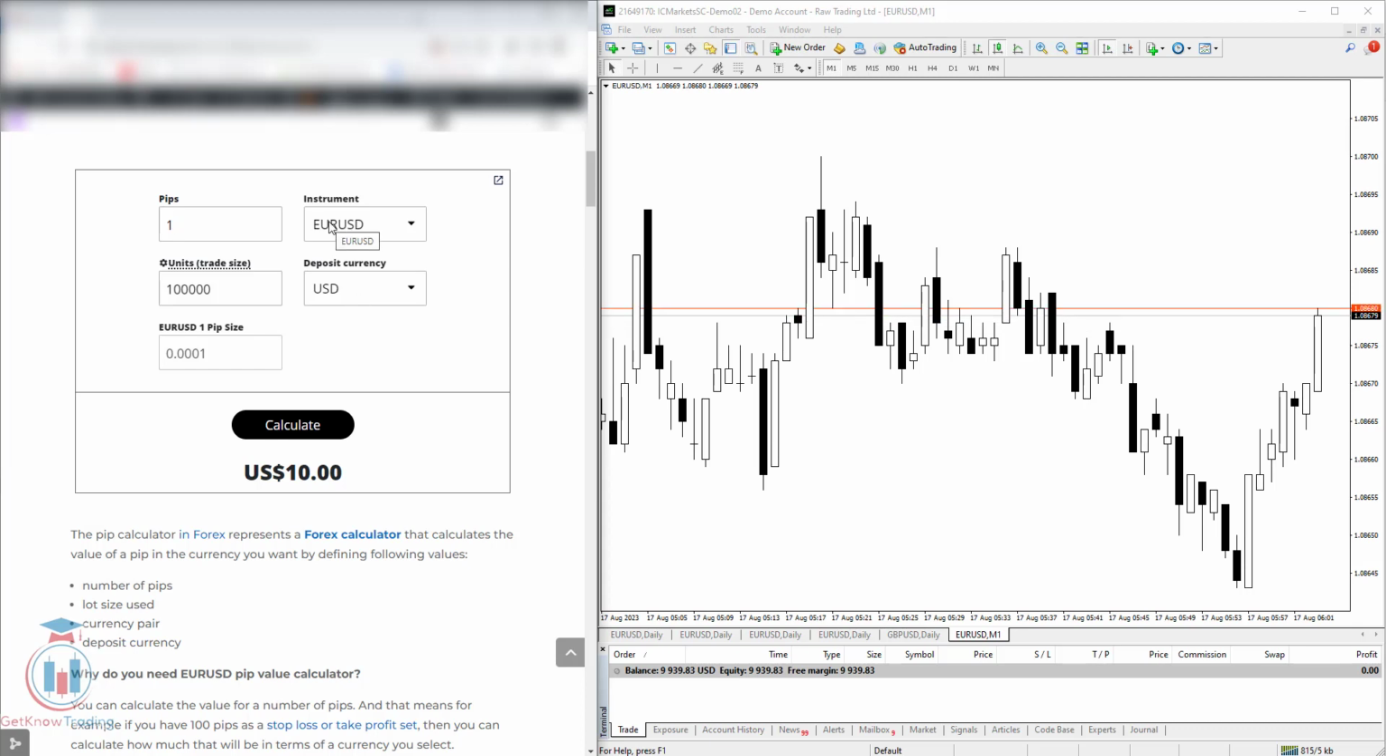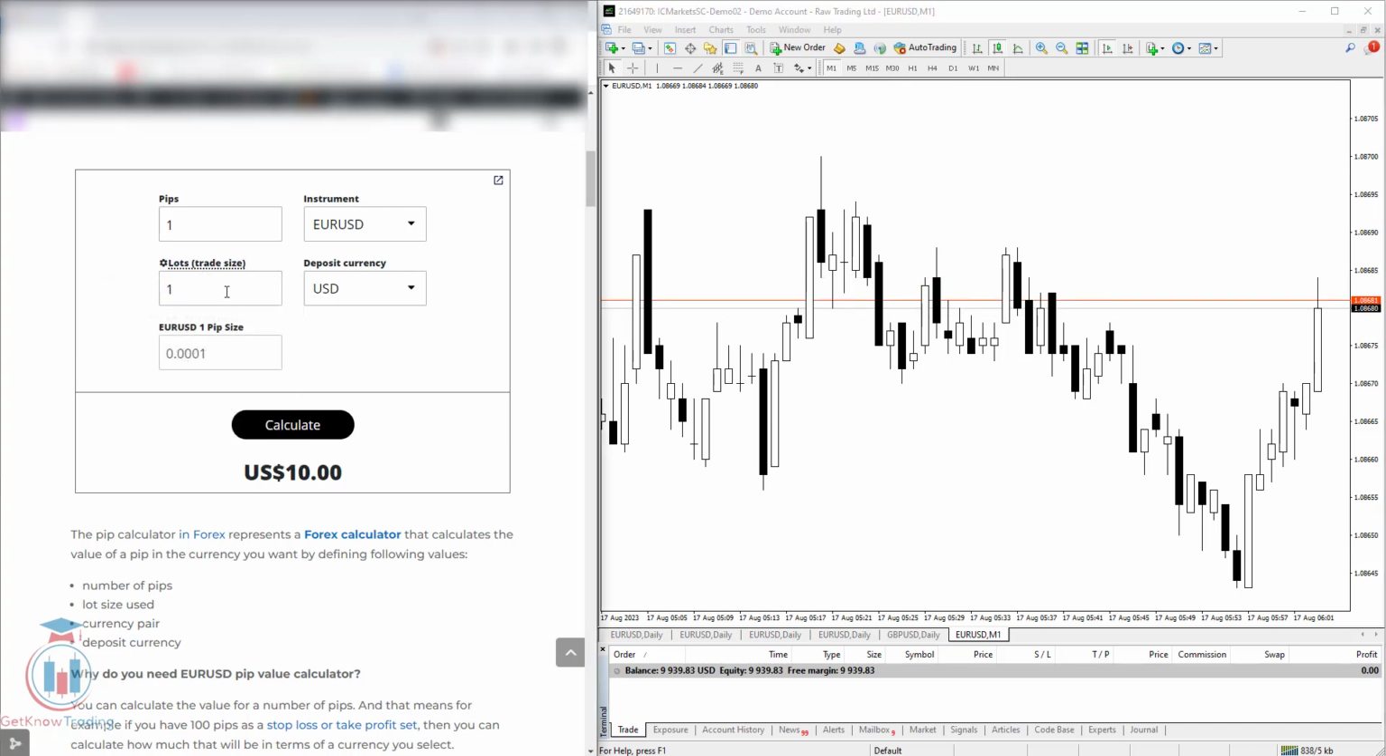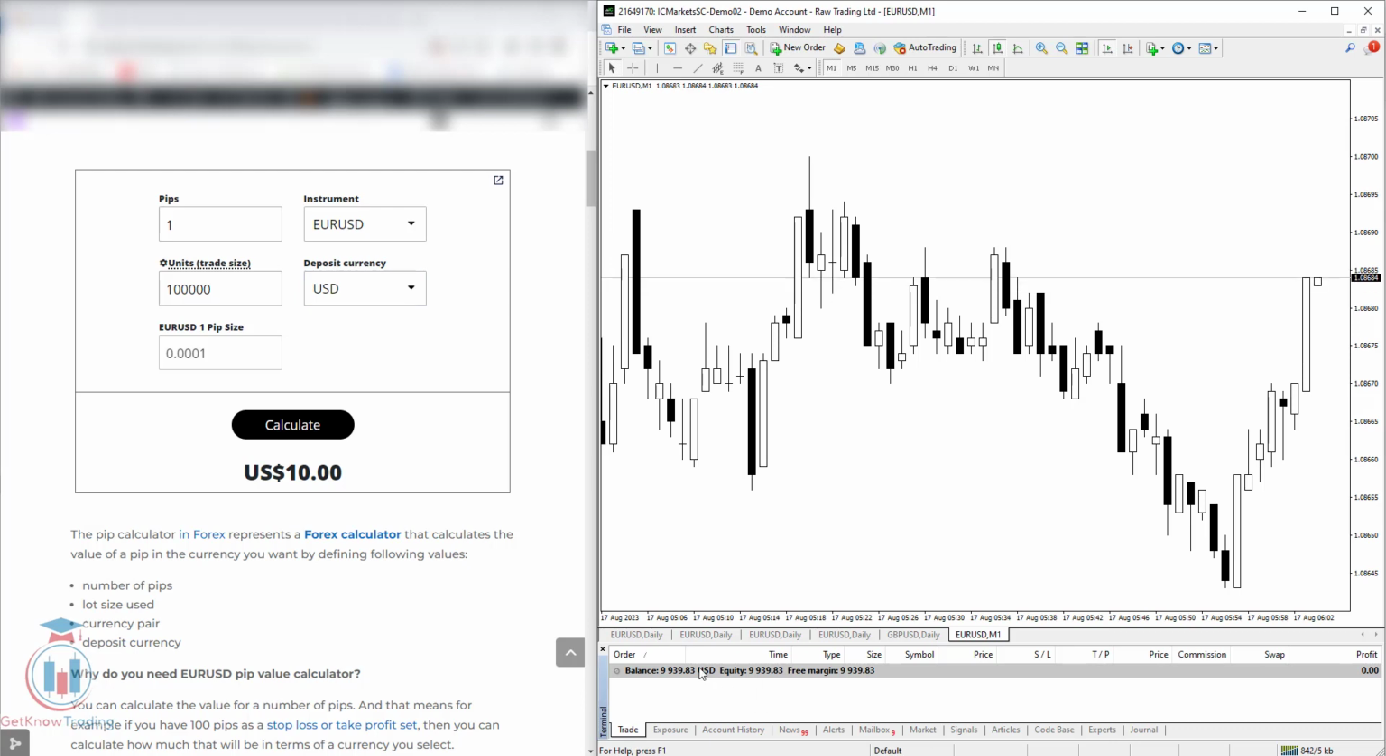Then you have here an instrument that is defining what is the instrument that you have on your trading platform and which pip value you would like to calculate for. Then you have here the number of units. You can also switch to lots, which means 1 lot is equal also to 100,000 units in the Forex for the instrument EURUSD. Then you have here a deposit currency, which also you can change if you would like, but in my case I will leave US dollar because my deposit currency is in US dollars. And the final field is EURUSD 1 pip size, which means how many decimal points you have for this instrument.